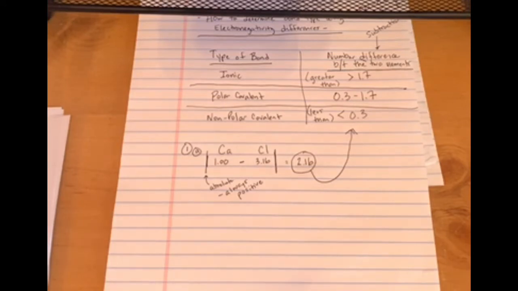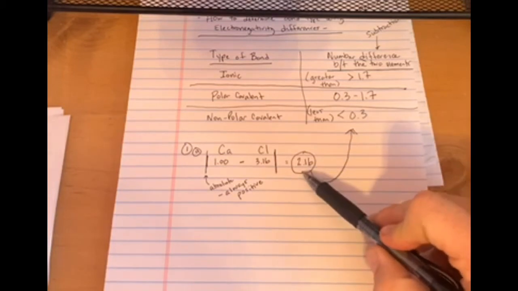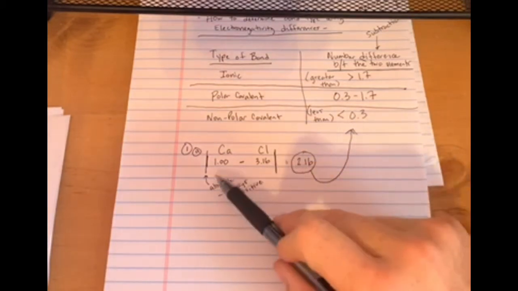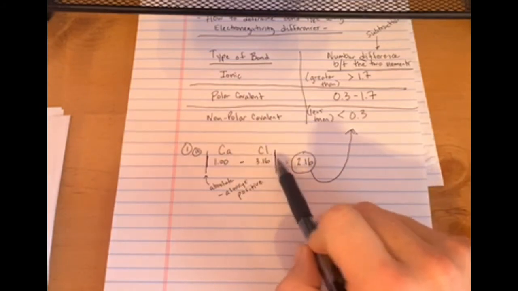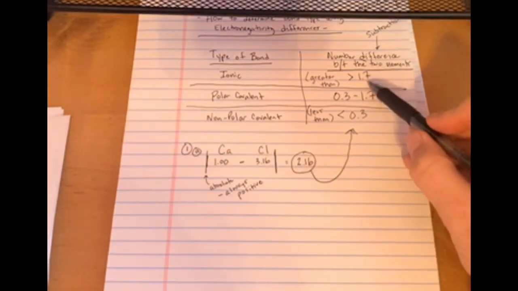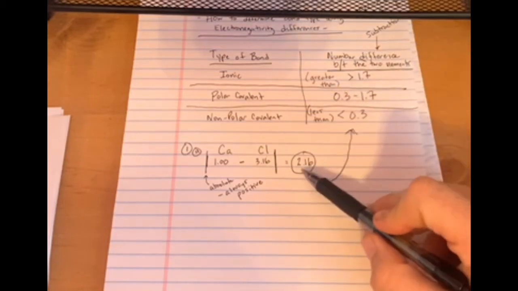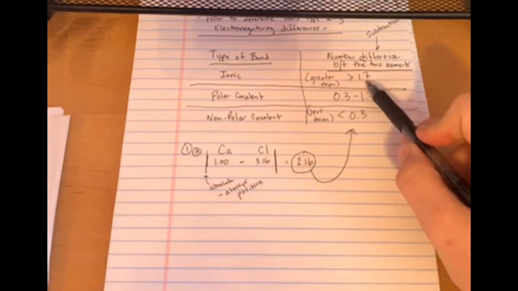So, I don't know. 2.16 is the difference between these two values. So, therefore, the bond between calcium and chlorine should be an ionic bond, because 2.16 is greater than 1.7.